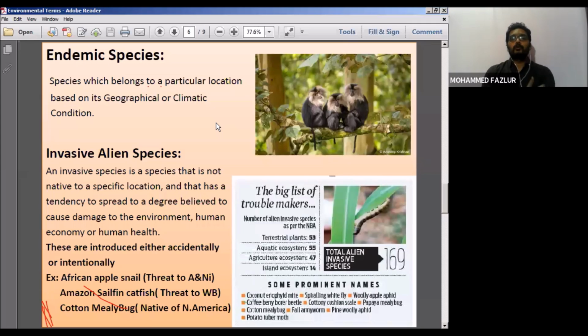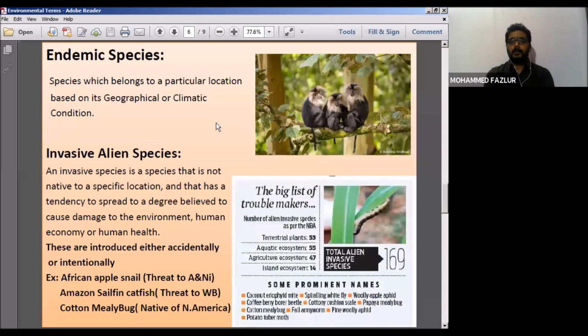Now we'll move to another important topic, that is invasive alien species. So what are these invasive alien species? Endemic means specific to that particular location. Alien means it is not related to that particular location. Alien means they migrate from one ecosystem, that is one location, to another location, and they are not endemic to one particular location. So why do they move? It can be accidental, it can also be intentional.